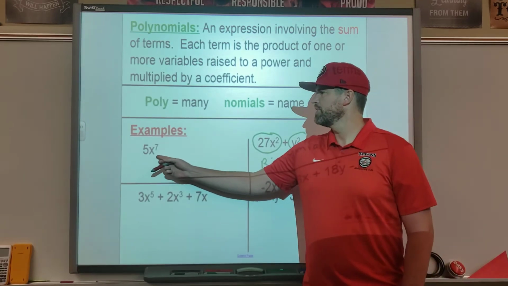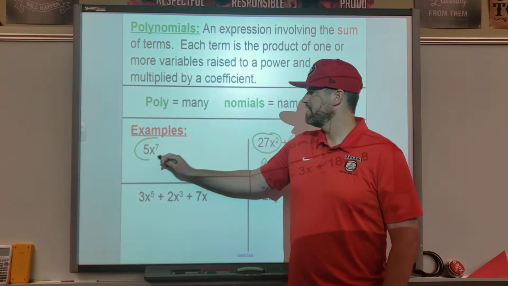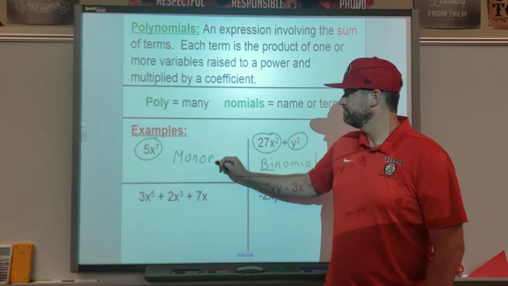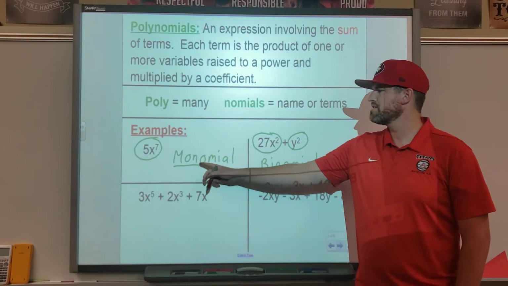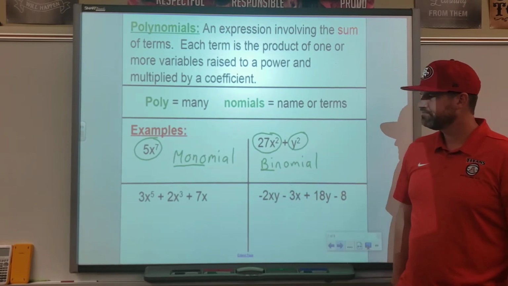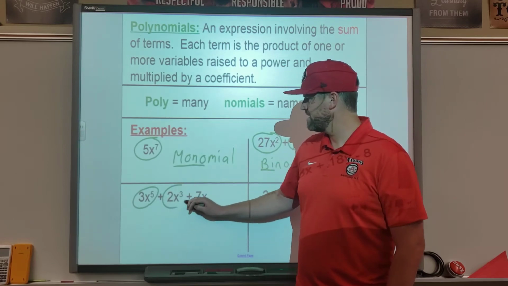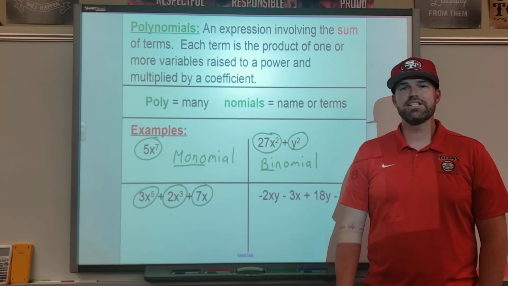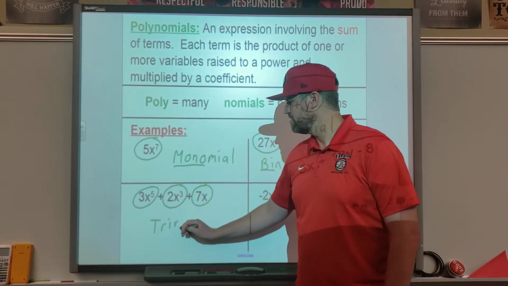This particular one, we don't have anything being added or subtracted, so this is just one term, which we call a monomial. Mono means one, right? So one term is a monomial. Two terms is a binomial. This one has three terms. We have 3x to the fifth, 2x to the third, and 7x. So three terms, which we call a trinomial.